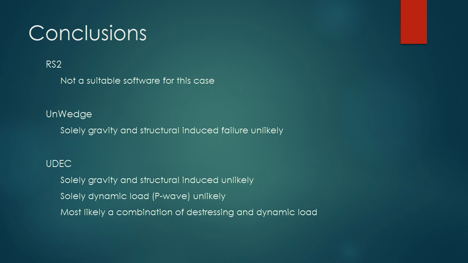And time for conclusions. RS2 is not a suitable software for this type of problem. As the mesh is not allowed to detach from each other, it is most difficult to simulate a wedge falling out. In Unwedge, because of the high factor of safety when just adding a small field stress of 1 megapascal, it is most unlikely that a gravitational or structural induced failure occurred.